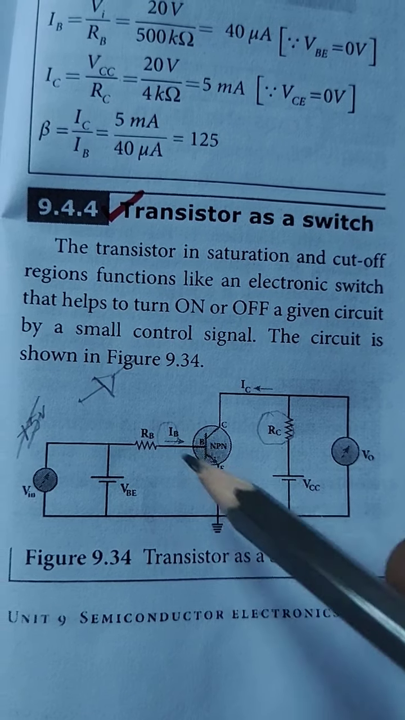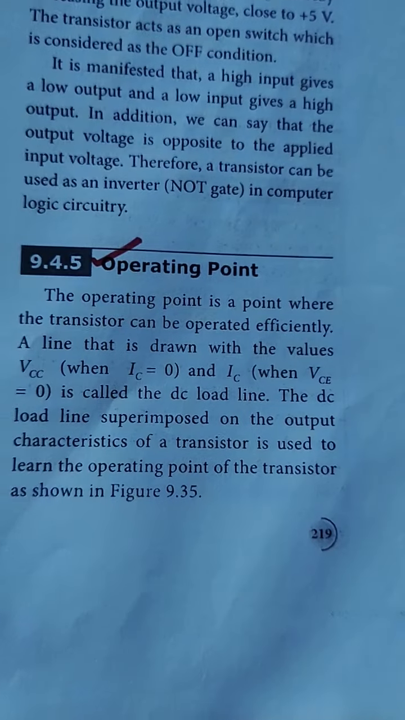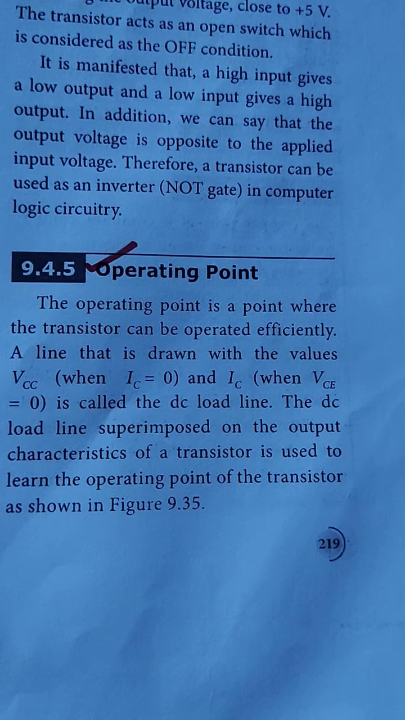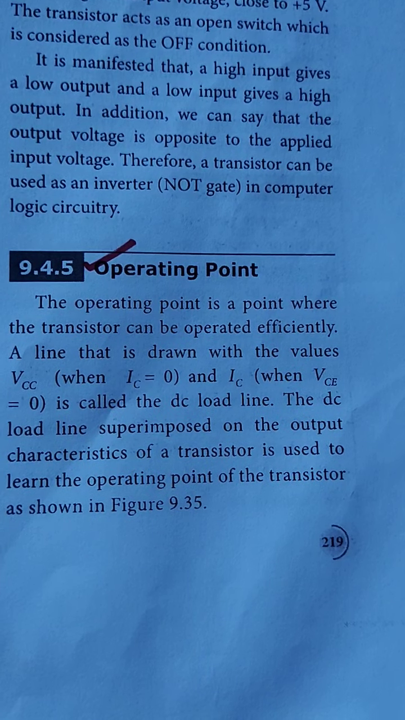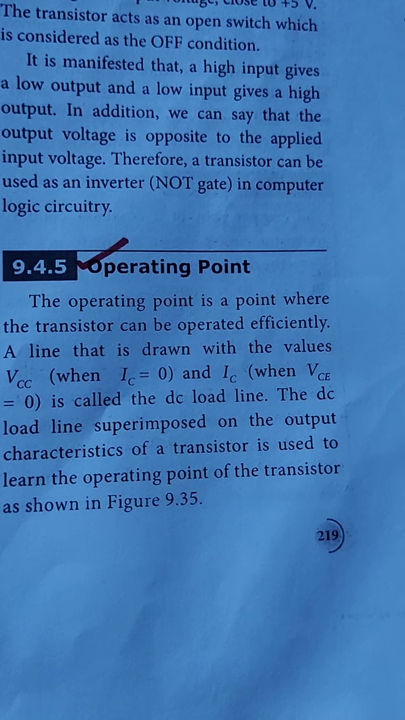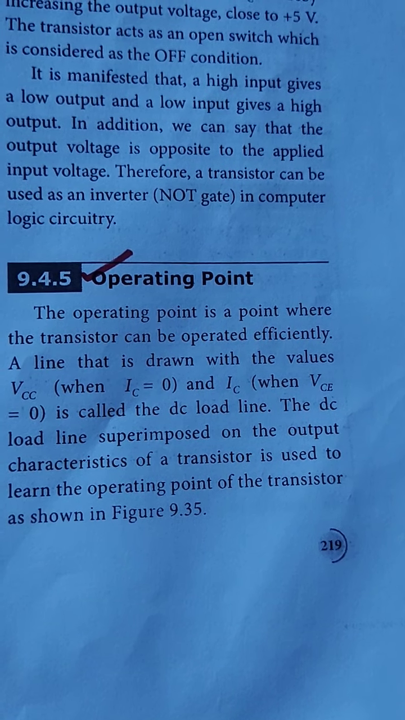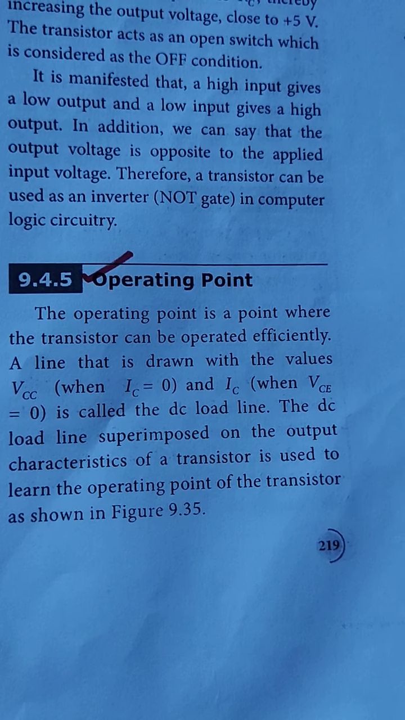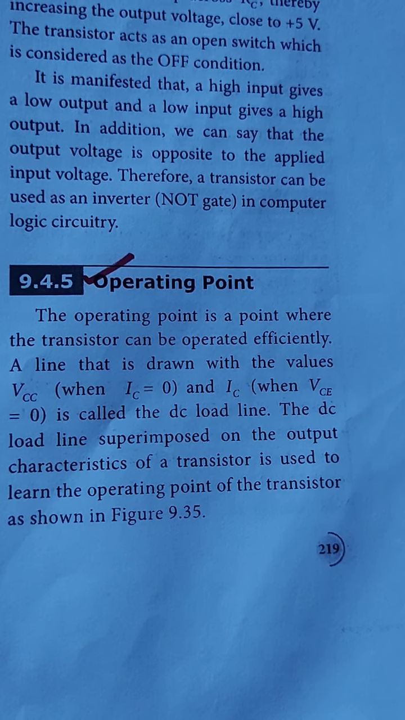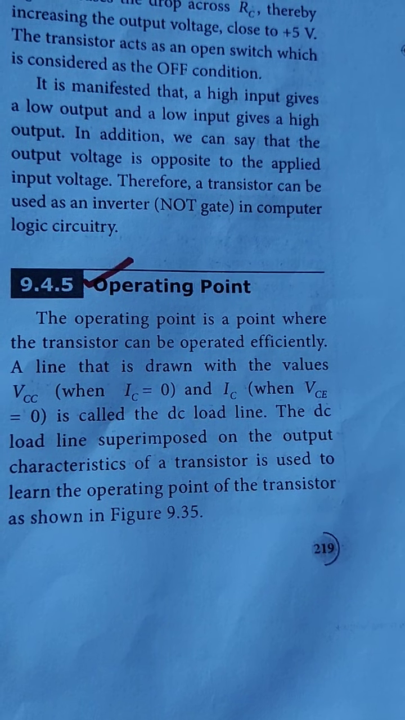Okay, this is a logic circuitry. Second, the operating point. The operating point is a point where the transistor can be operated efficiently. A line is drawn with the values of VCC when IC becomes 0, and it is called the DC load line.